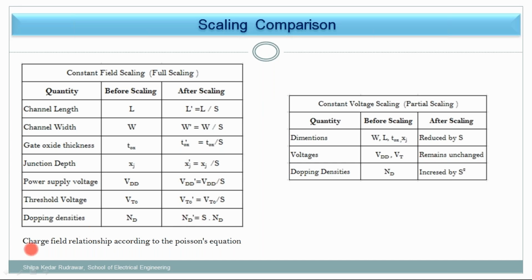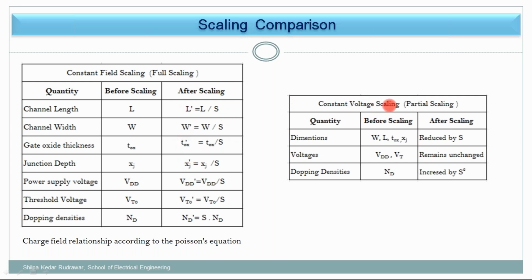Why is it scaled up? Because to have a charge-field relationship, there should be proper charges, otherwise how will current flow. So you need to maintain that to follow Poisson's equation, and that's why you need to increase it by S instead of scaling down. Okay, otherwise current will not flow and the characteristic will not be followed. So after scaling, this is the value: L', W', Tox, XJ'.